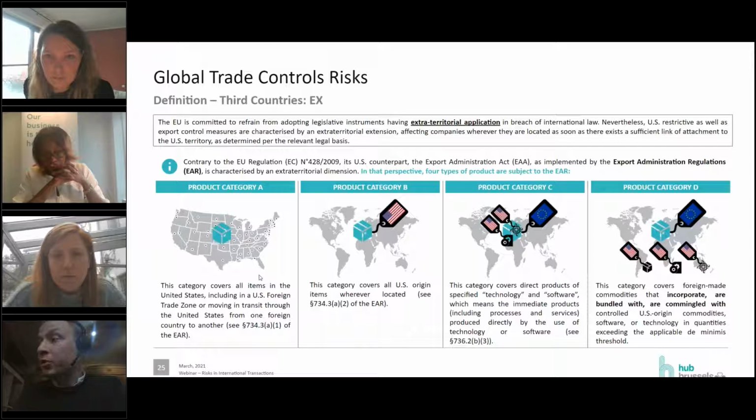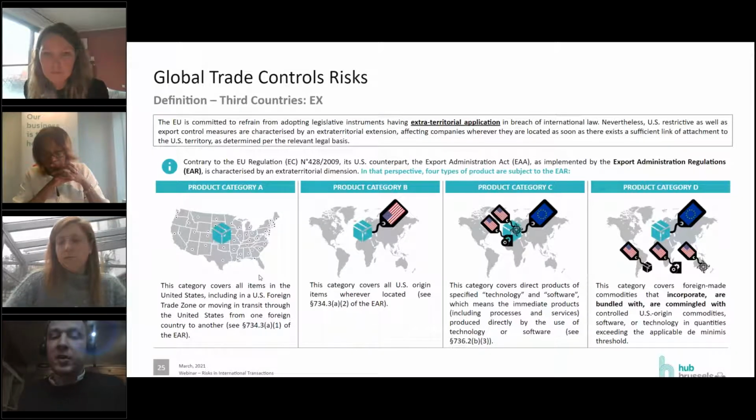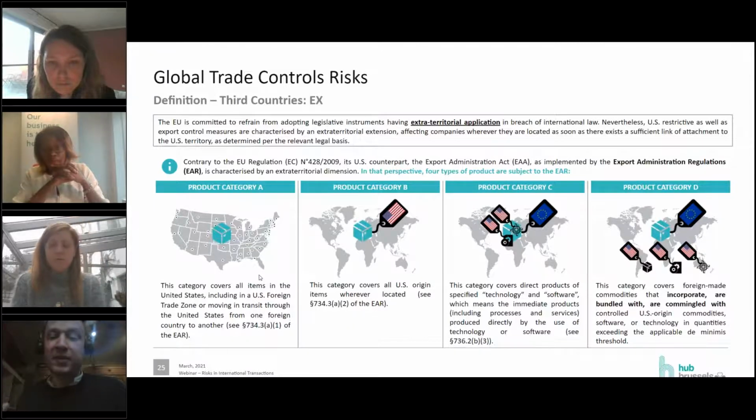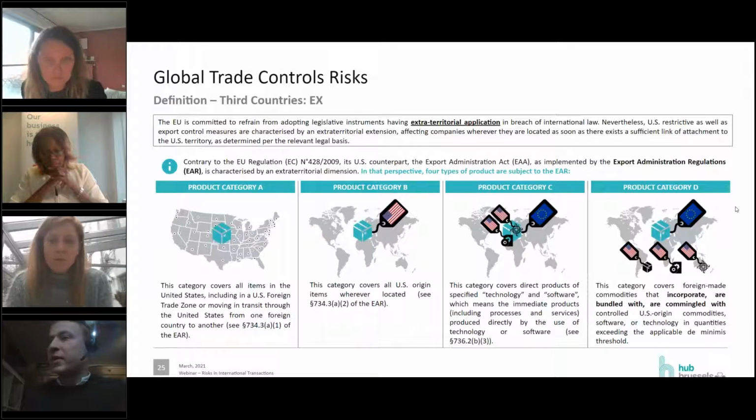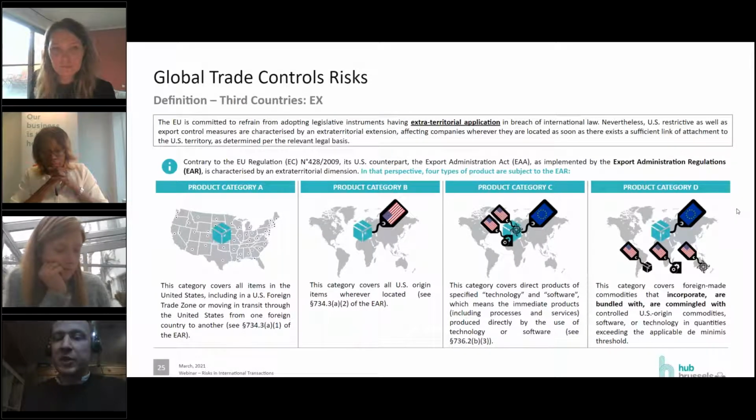And there are two other types of products. Product category C, just as an example, covers non-US made products, let's say EU products, which incorporate more than a certain content of US controlled products, so let's say US dual-use items. This is just for your information, and to cover all the potential global trade controls risk. But I believe that at this stage you would have other priorities than checking the applicability of the US export control regime.